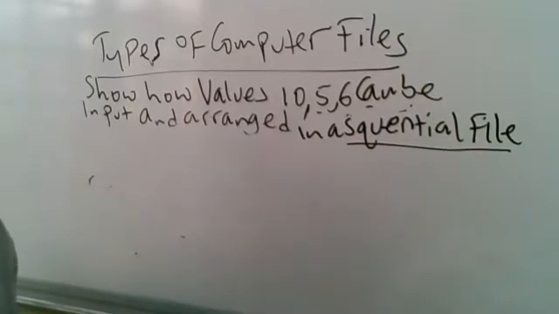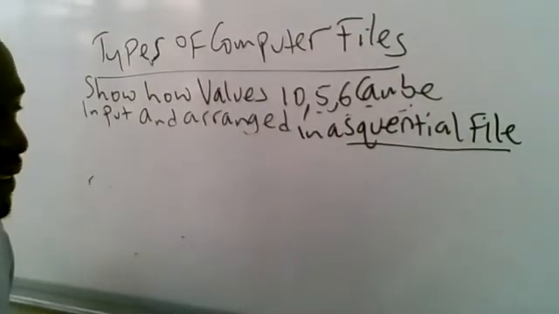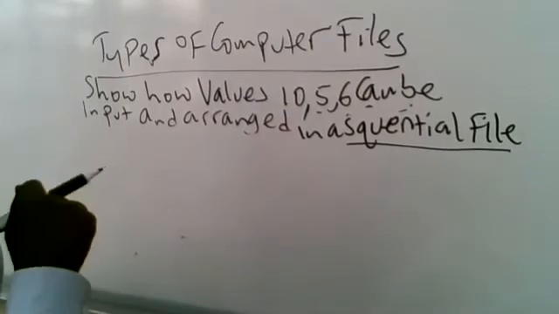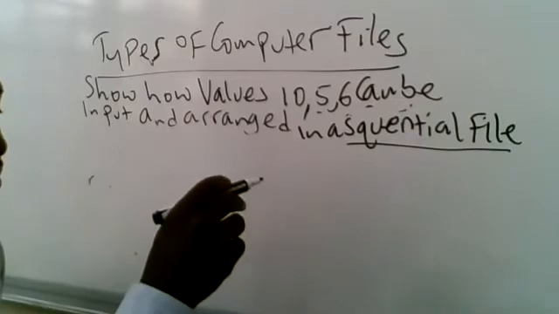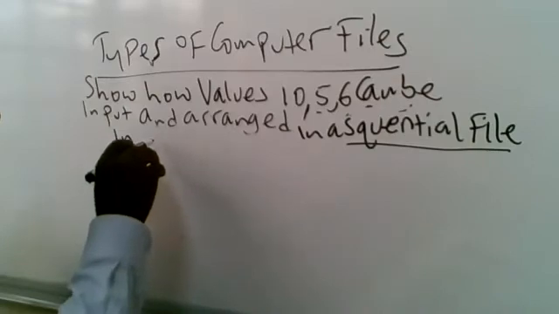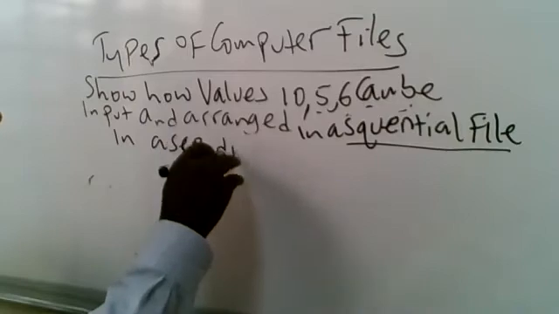The order must be logical. For example, ascending order, descending order, or order by birth, order by date, so many things. As long as there's a logical order, that's how sequential files keep values. So in this case here, these values we want to add are not in a logical order, but in the exam, they will specify the order that they want. They will say, for example, in ascending order.